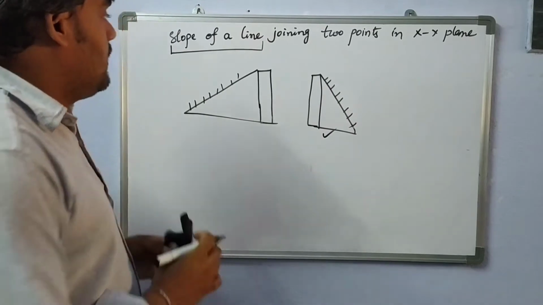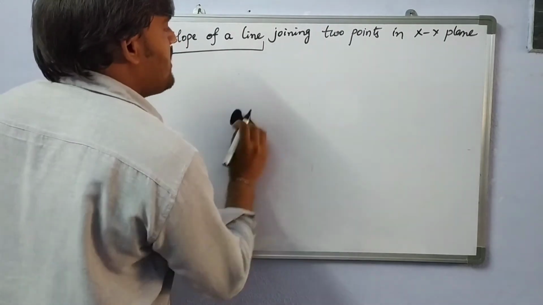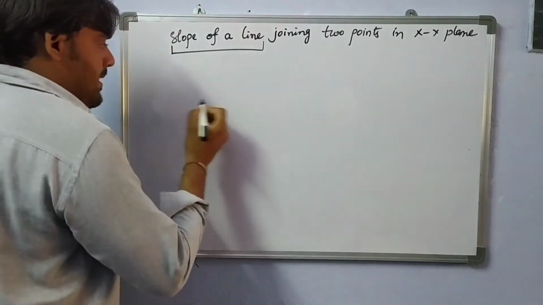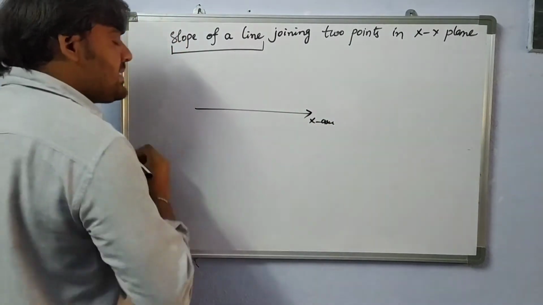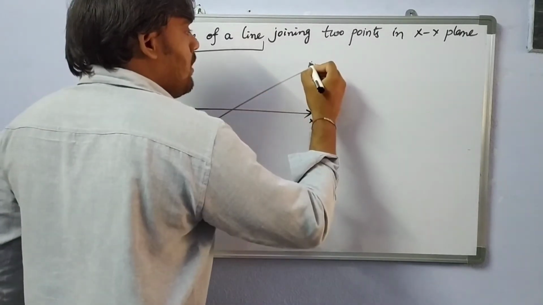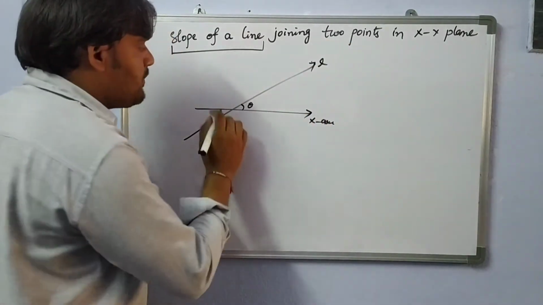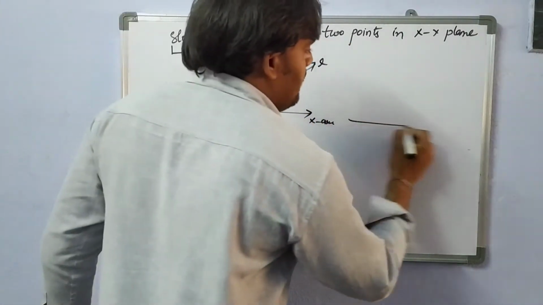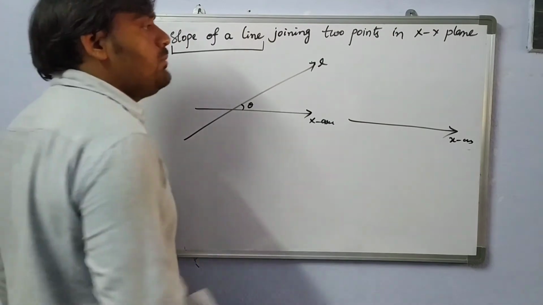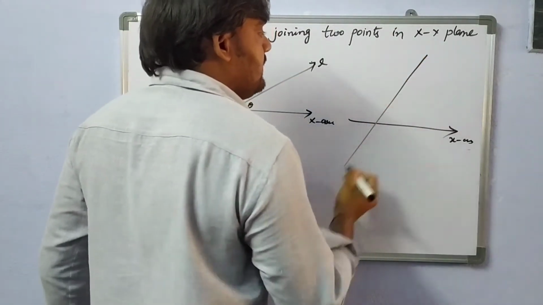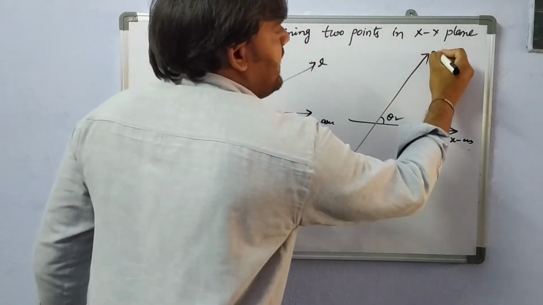Like that only, when you take a horizontal line, that is the x-axis like this, one line, call it L, makes an angle theta 1 with the positive x-axis. Next, take another x-axis. For this x-axis, one more line makes an angle theta 2 like this. So this is the line M.